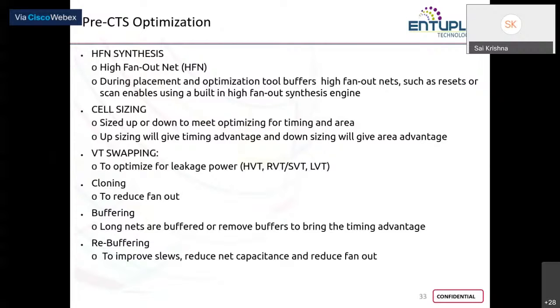In that, the first factor is high fan out. So HFN or high fan out net is a phenomenon where one single cell output drives too many nets. That means this output signal is being given as input to too many cells. So in that case, whichever cell is giving out your output signal to be propagated, that cell is called a driver.